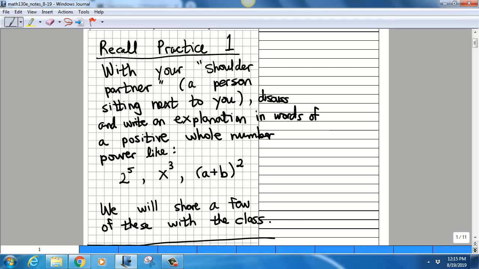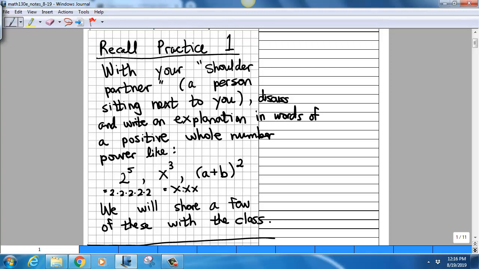Is that what everyone understands as a whole number power? So for instance, if we wanted to simplify 2 to the 5th power, then we would write down multiply 2 times itself 5 times. So this is 2 times 2 times 2 times 2 times 2, right? Of course, x cubed then would be what? Yeah, x cubed would be x times x times x, right?